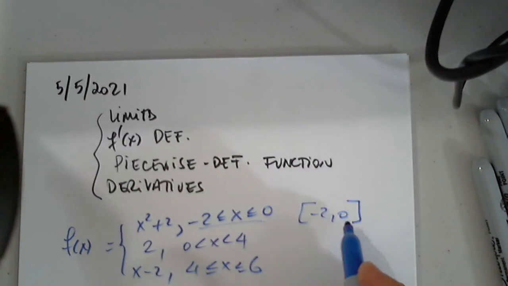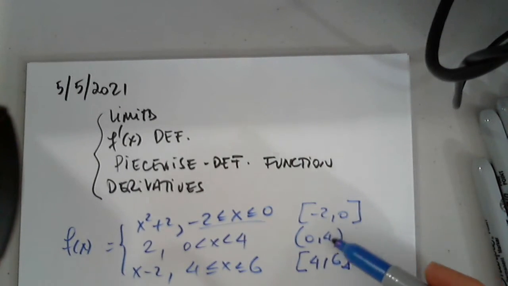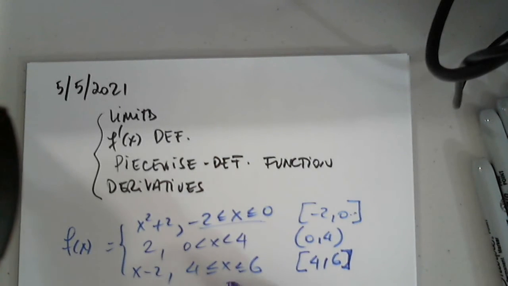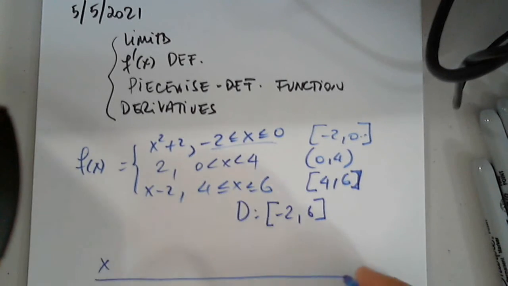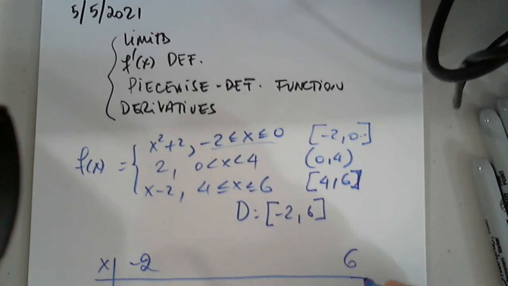If 2, 0. Here I see 0, 4, and this I see 4, 6. So then it's clear that the domain is between 0 is here, 4 is here, so the domain of this function is very clear to be -2 through 6. So that's our starting point. So then I get my table going. So this is f of x, and -2 to 6.